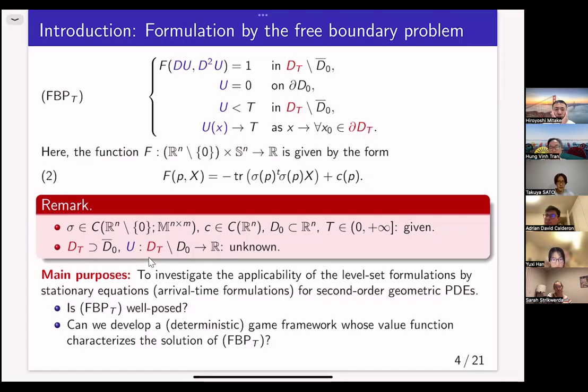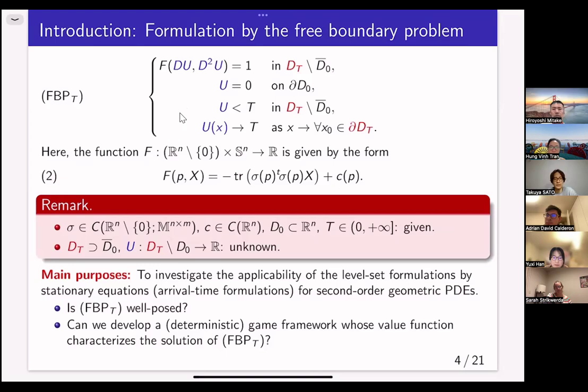The main purpose of this study is to investigate some applicability for this free boundary type level set formulation. This formulation is sometimes called arrival time formulations, corresponding to the Hamilton-Jacobi equations. I will explain this in the next slide.